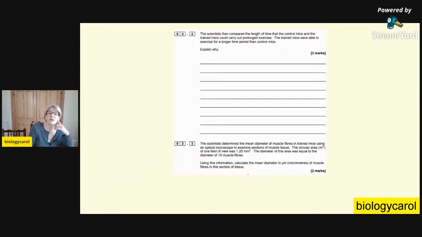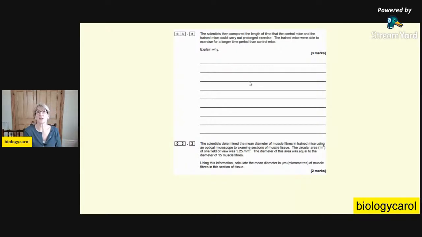The scientists then compared the length of time that the control mice and the trained mice would carry out prolonged exercise. The trained mice were able to exercise for a longer period of time than control mice. Explain why. Okay, here's my little comment on explain why questions, particularly if they are 3 or 4 marks. We are now wanting to use our A-level biology knowledge to get the marks.